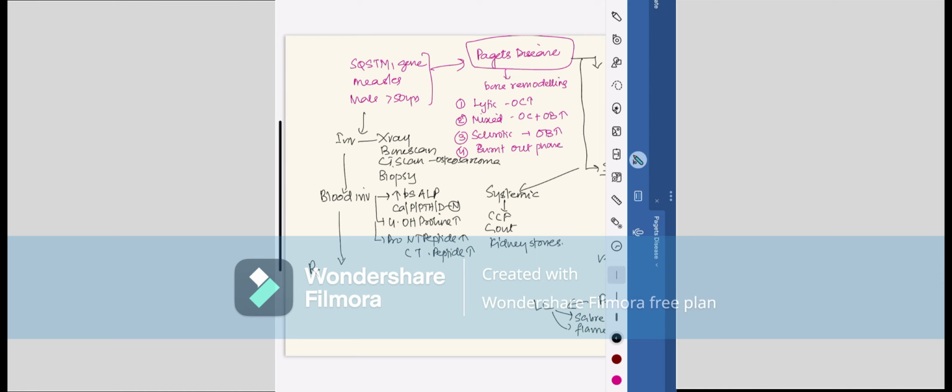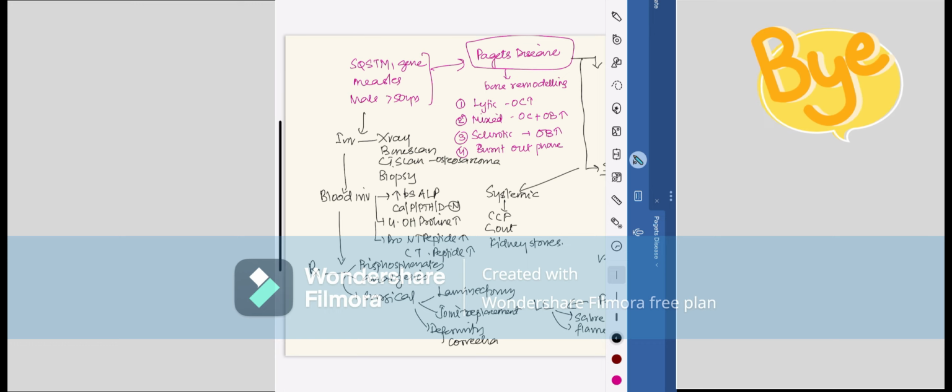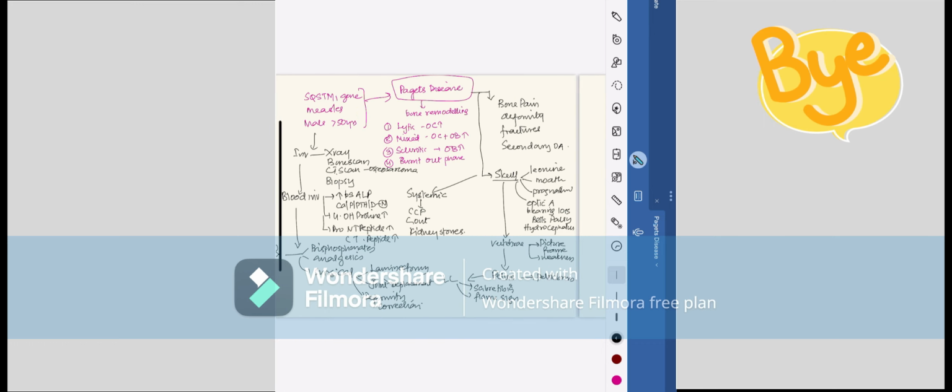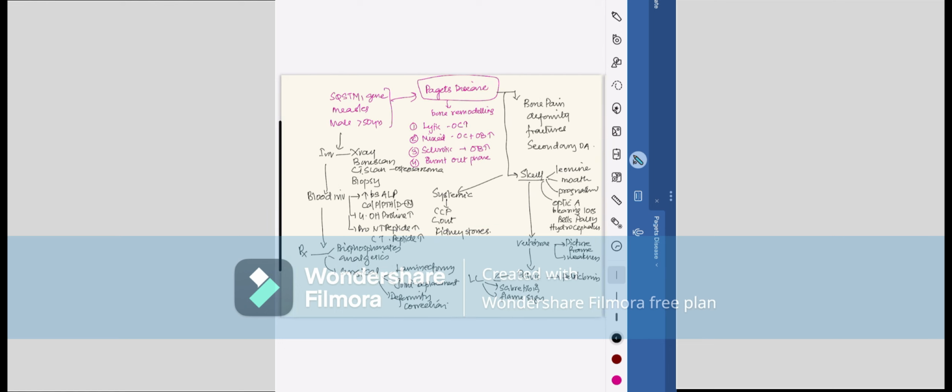Then coming to treatment: bisphosphonates, analgesics, surgical. Surgical includes laminectomy, joint replacement, deformity correction. This is in short about Paget's disease.